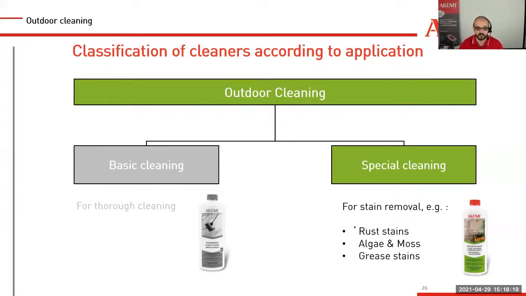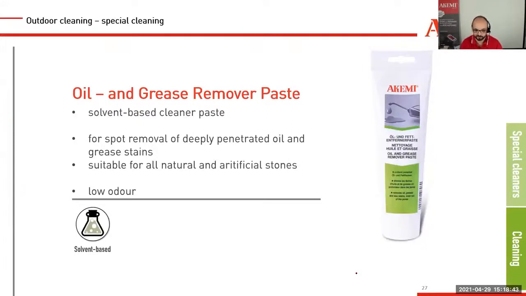Maybe these stains can be rust stains, for example, but also algae and moss. That's one of the most typical stain types you find outdoors. These sort of natural layers, but also grease stains when we think about barbecues outside and so on. Soon there will be the barbecue season again, so it's important to know how to remove these oil stains. And here we have a good product, which is the oil and grease remover paste.